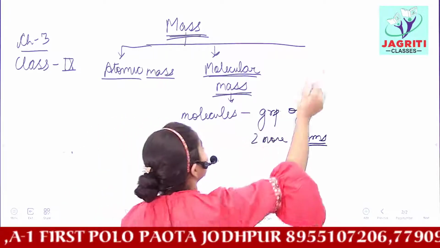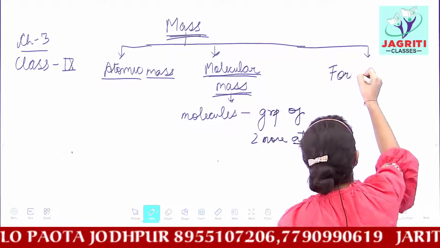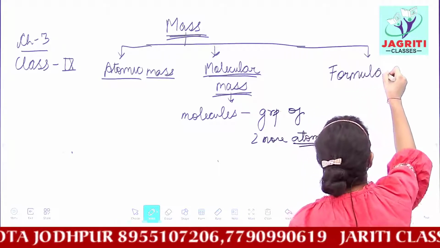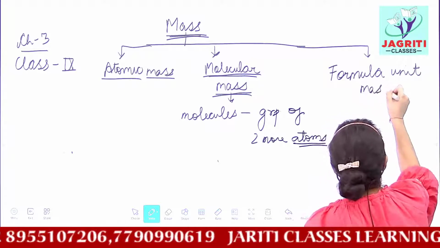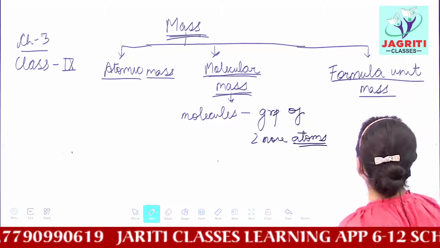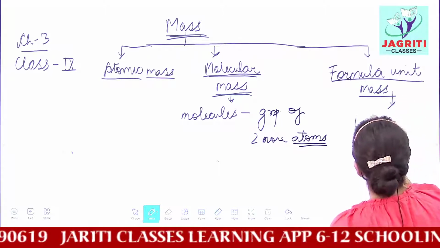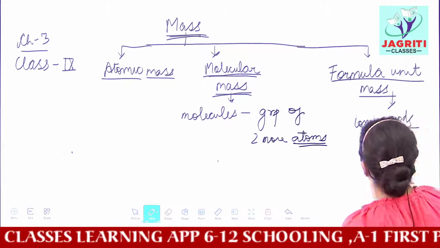And the next category which you should know is the formula unit mass. The third one is the formula unit mass. Formula unit mass is calculated for ionic compounds. Okay, so it is basically calculated for ionic compounds. And the way to calculate is the same.